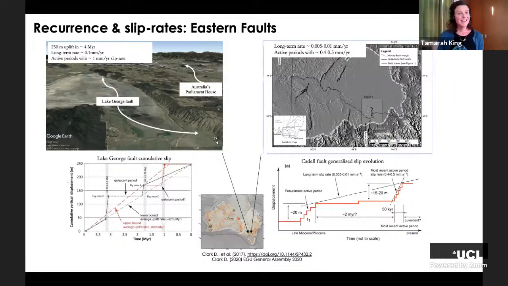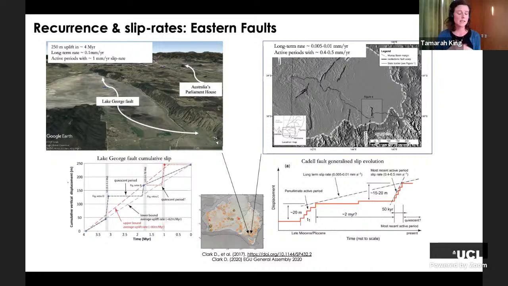And when we looked at the east of the continent, so in that younger crust, we do see faults that host recurrent earthquakes. So the Lake George fault on the left there is right next to Parliament House. It's hosted 250 meters of uplift. And on the right there, you see the Cadell fault, which has offset the Murray River a few times. And so we know that these faults are active, they're building topography.